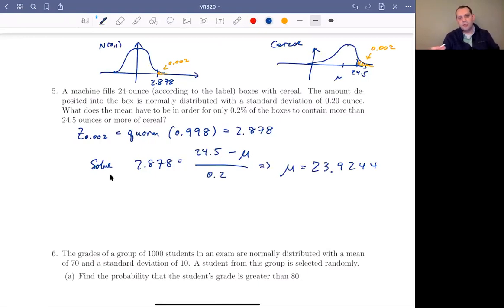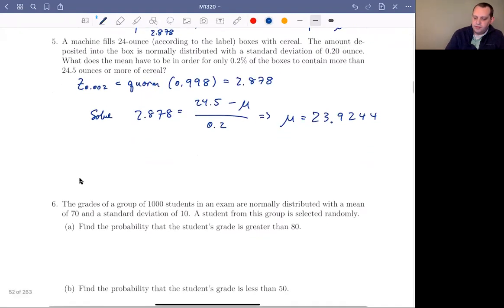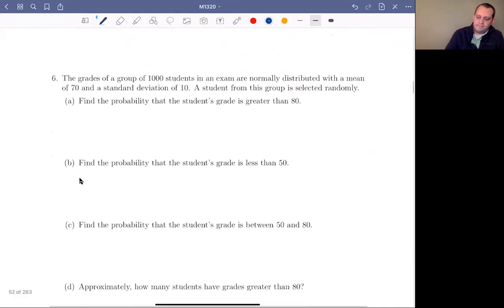Okay, so this is like the ultimate cheap measure of a corporate overlord here, right? We want to know, what does the mean have to be so that we don't overfill the cereal too much? Okay, so again, a reasonable thing if you don't want to waste too much cereal there.